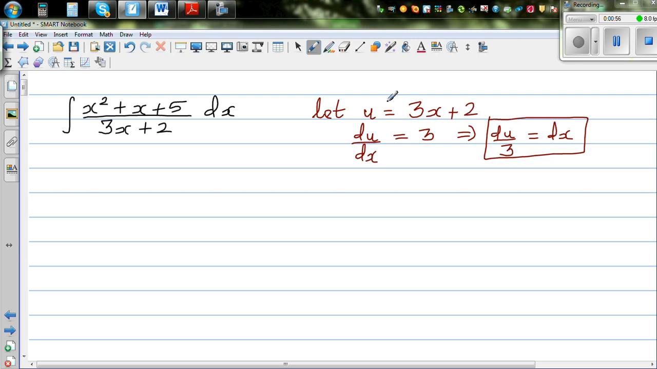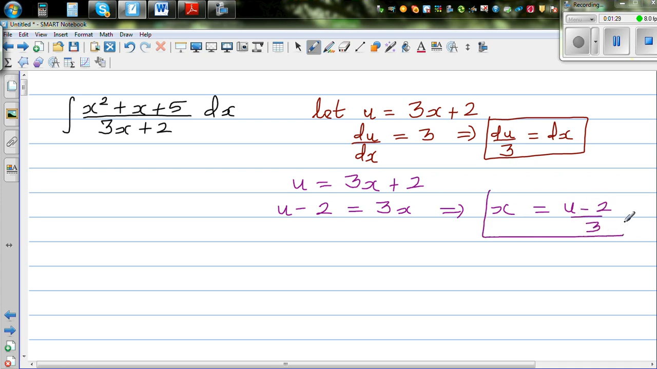My next challenge is to express this numerator in terms of u. So let me rewrite this again. So u is equal to 3x plus 2. Now first, if you make x the subject, I can say u minus 2 is equal to 3x, which implies x is equal to (u minus 2) over 3. So x is (u minus 2) over 3. So let me express this in terms of u.